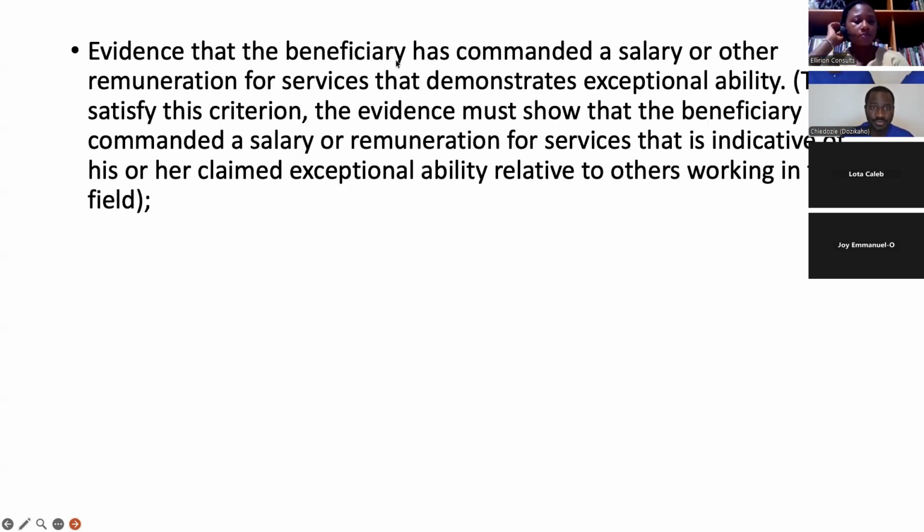right? And we'll move on. You also might need to show that you command a high salary, a salary that shows it relates to your exceptional ability. Now, this salary is not just showing that you have earned a salary, it is also showing that you command a high salary in comparison to your peers, right?